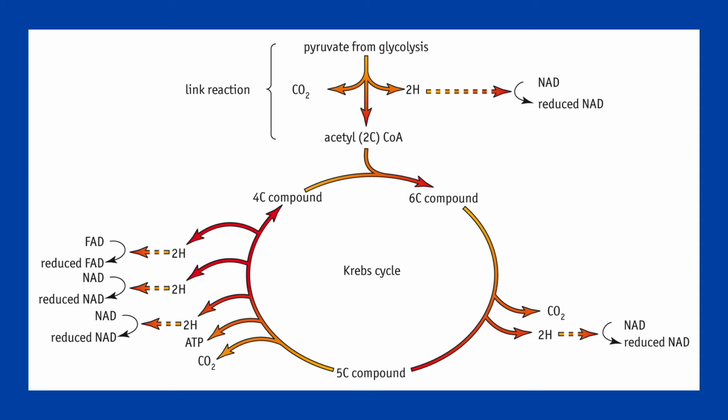The net gain of the Krebs cycle is 2 carbon dioxide molecules, 3 reduced NAD molecules, 1 ATP molecule, and 1 reduced FAD molecule. For each molecule of glucose, the Krebs cycle occurs twice, because 2 molecules of pyruvate are produced from each glucose molecule. Hence, we have to double the yield for each glucose. Thus, from 1 molecule of glucose, we get 4 carbon dioxide molecules, 6 reduced NAD molecules, 2 ATP molecules, and 2 reduced FAD molecules.